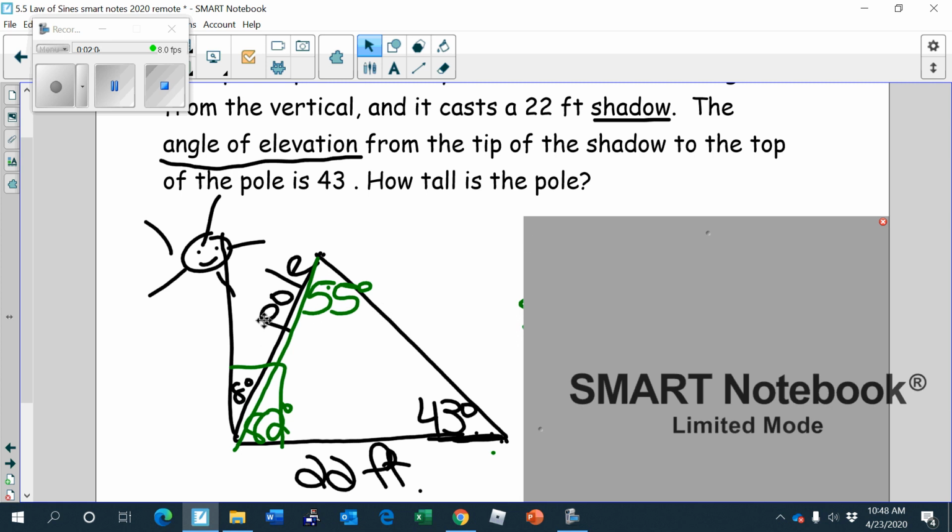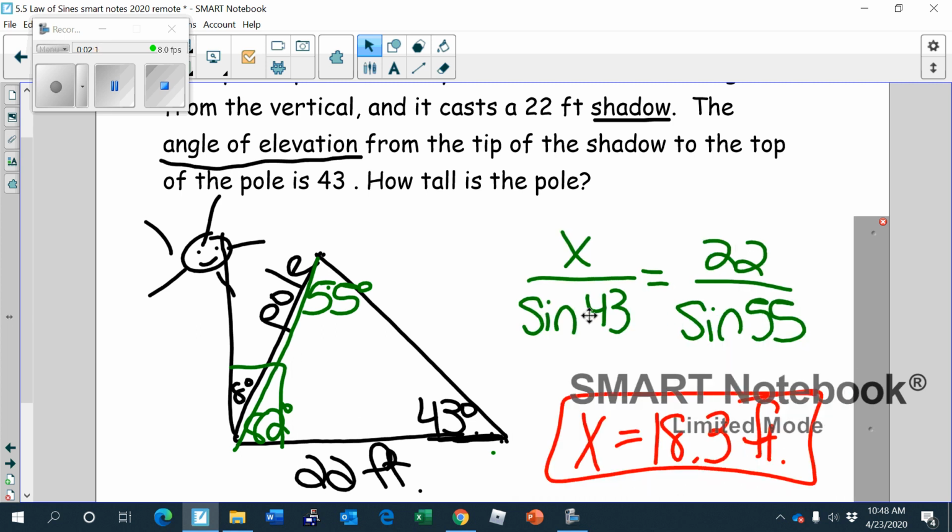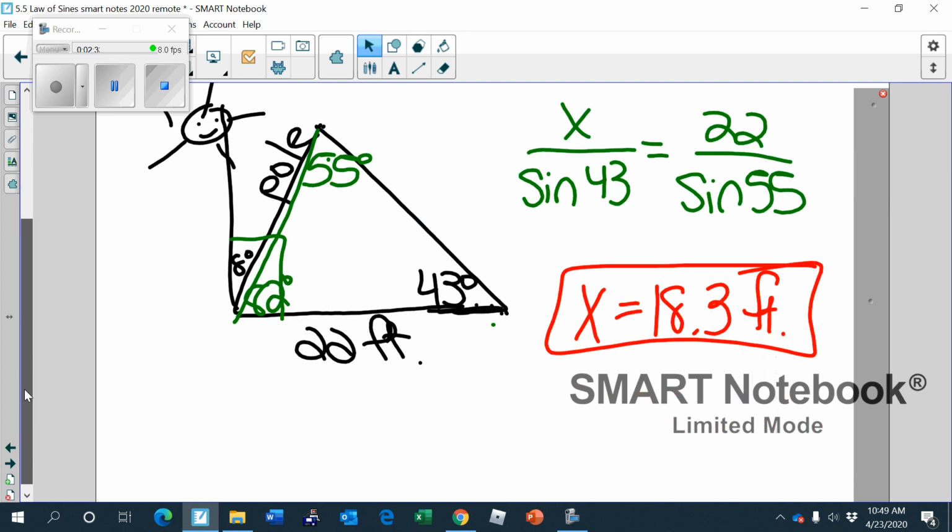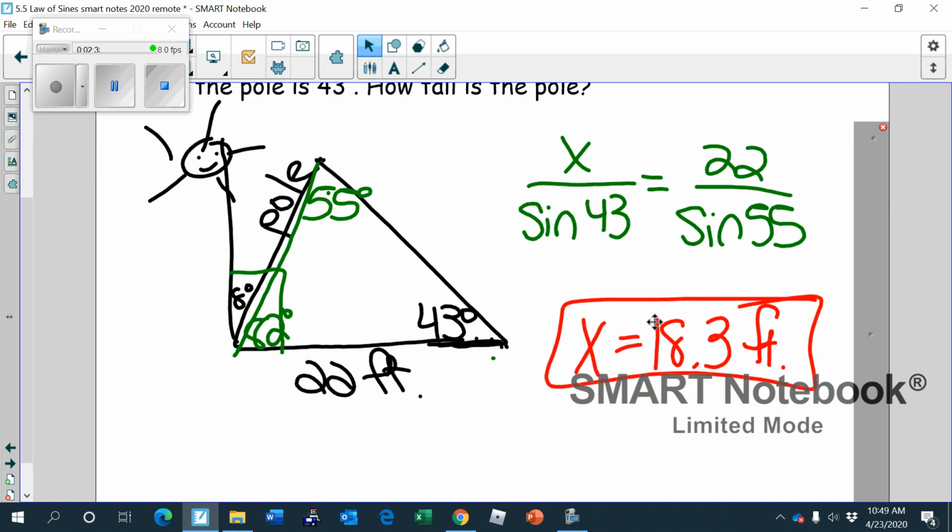I'm going to call the pole X, okay? And so I'm going to set up my law of sines. So there we go, my law of sines. You can do the side over the sine of the angle, or you can do the sine of the angle over the side. It does not matter as long as you're consistent. As long as I put my side on top and my angle on the bottom, over on the other ratio, the side has to go on top and the sine has to go on the bottom. You're going to cross multiply, and you should get that it is 18.3 feet. That's how tall the pole is.